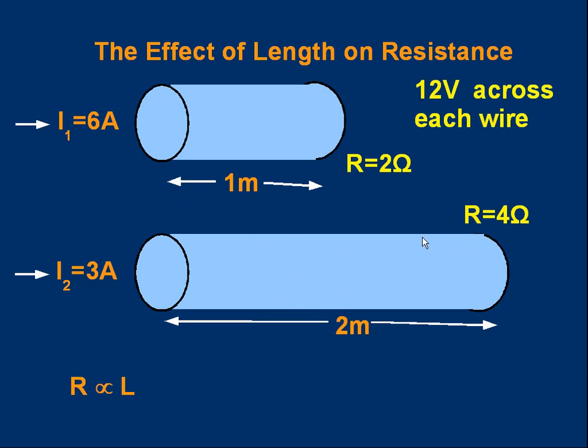And we can summarize that sort of relation by saying the resistance is proportional to the length, other factors being kept constant. Resistance is proportional to the length.